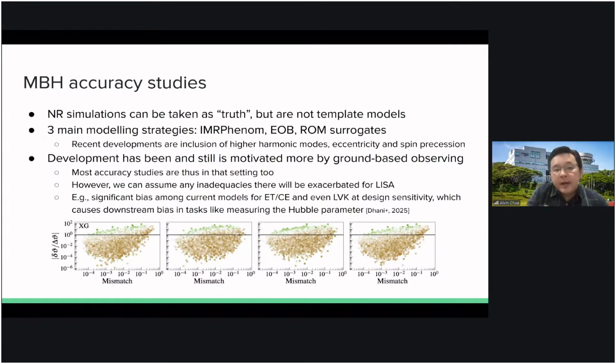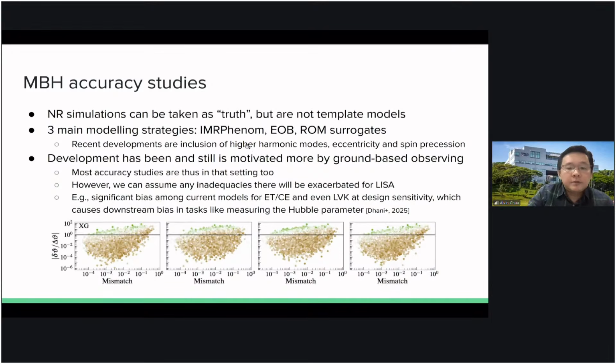So there are 3 main modeling strategies used by the community: IMRPhenom, effective one body, and reduced order model surrogates, which are actually just fits to numerical relativity. There's a whole ton of activity and development on these models, and recent ones have started to include higher harmonic modes as well as eccentricity in the orbit, as well as spin precession.